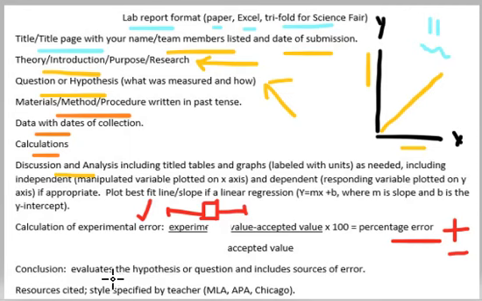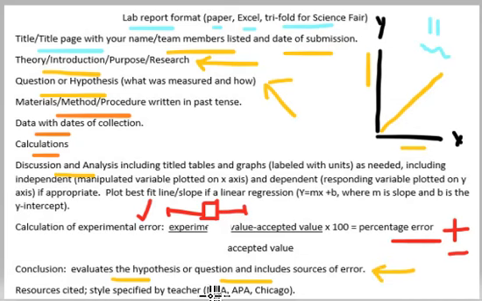Please do a conclusion. Evaluate the hypothesis. How does the result compare with what you expected? This would also entail either accepting or rejecting a null hypothesis. I want to go over this, but it's going to have to be in a separate video.